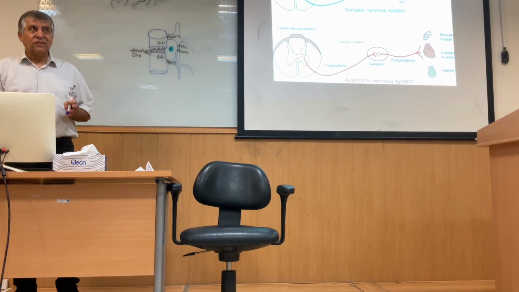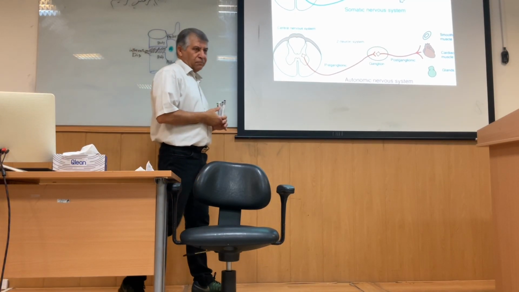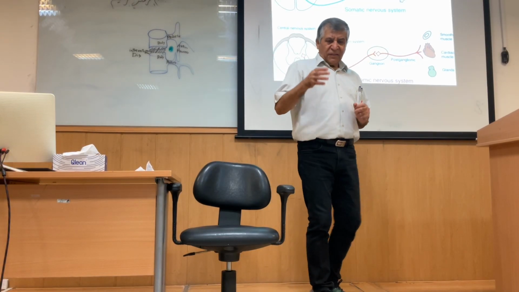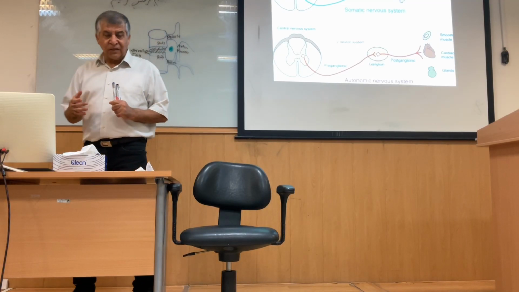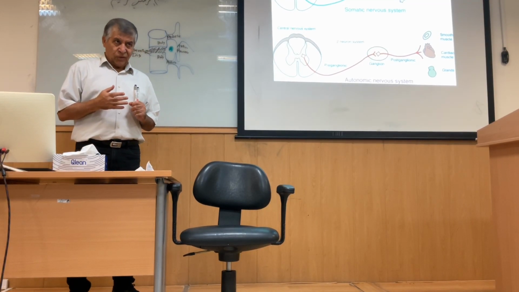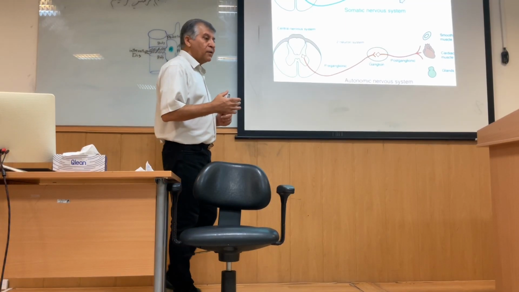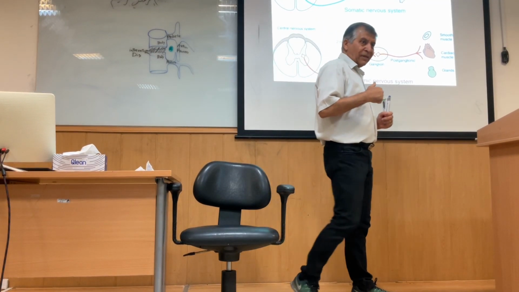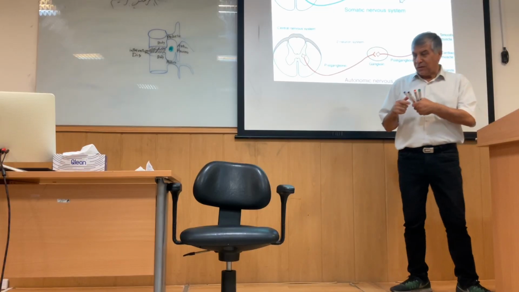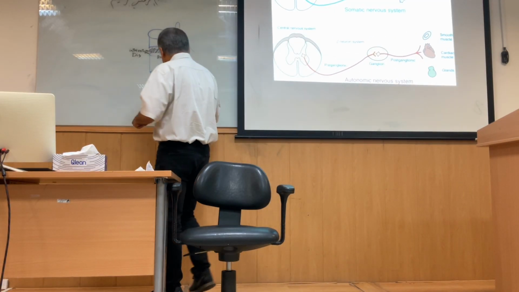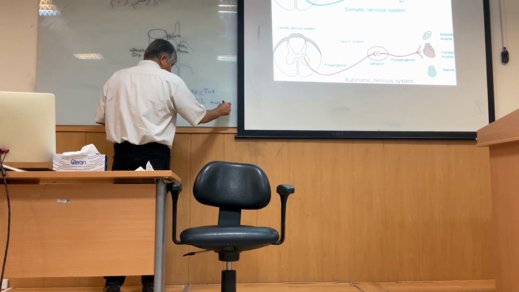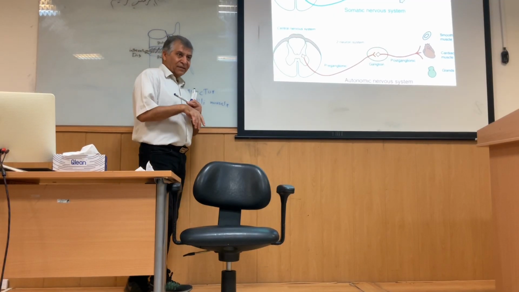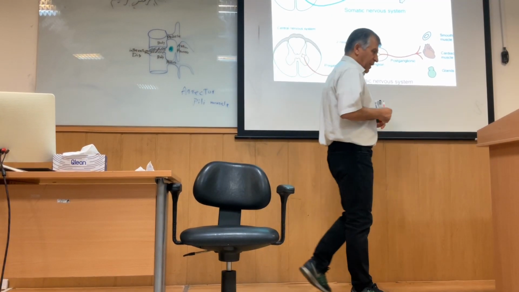What's the function of the sympathetic system? The sympathetic system innervates vascular, okay? Innervates vascular, sweat gland, and arrector muscle. Arrector muscle. What is arrector muscle? Erector of hair. Okay.